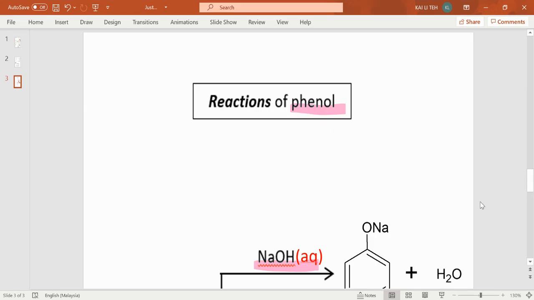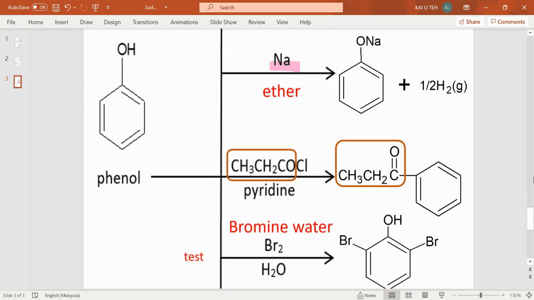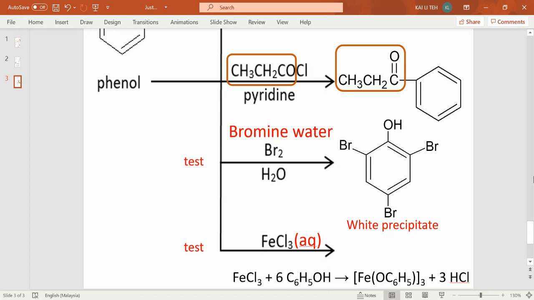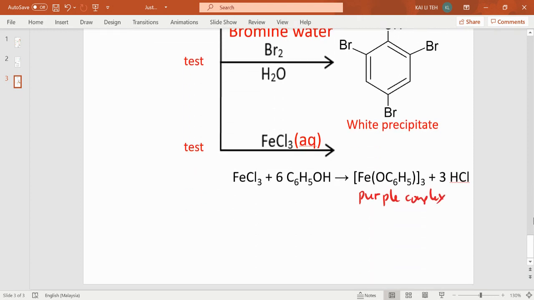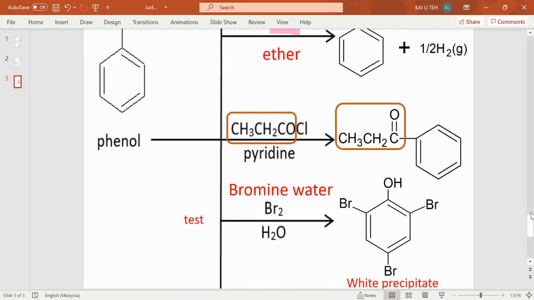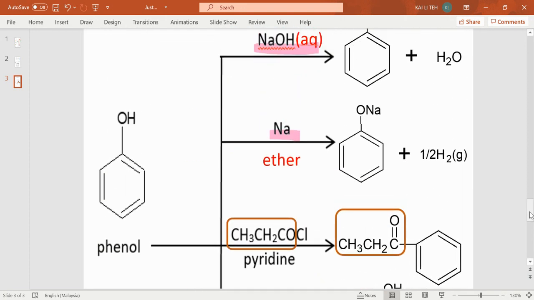Now we move back to reaction of phenol. If we want to test whether it is phenol or not, we can use bromine water, which will give a white precipitate. And another one is FeCl3, which will give a purple complex. So that's all for alcohol, which we have phenol and alcohol part.